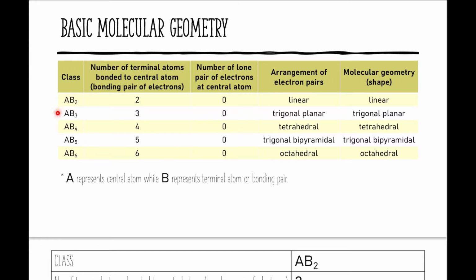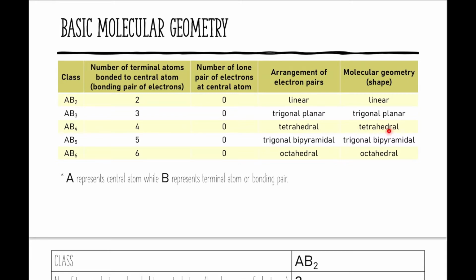The second class is AB3 with 3 bonding pairs at the central atom with no lone pairs. Therefore, the electron pairs will arrange themselves in a trigonal planar arrangement. Therefore, the molecule will adopt a molecular geometry of trigonal planar. The third class is AB4 with 4 bonding pairs at the central atom with no lone pair. So the electron pairs will arrange themselves in a tetrahedral fashion, and therefore the molecular geometry of this kind of molecules is tetrahedral.